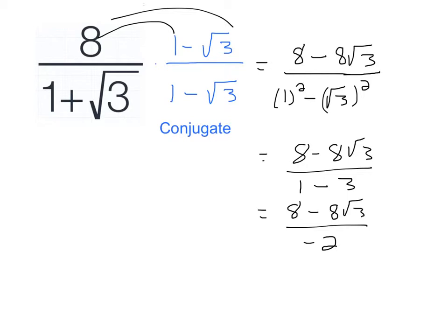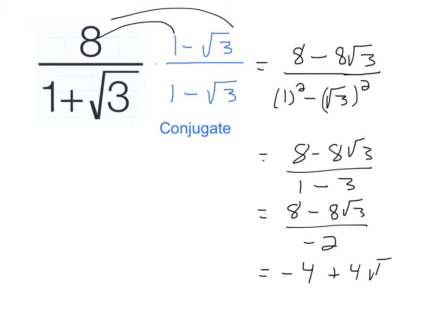And now here's the thing. If I'm going to be able to cancel my denominator with my numerator at all, I have to make sure I can cancel it with both pieces. And in this case, negative 2 could cancel with each of these. Just be careful with your negatives. 8 divided by negative 2 is negative 4. And negative 8 square root of 3 over negative 2 is plus 4 square root of 3.